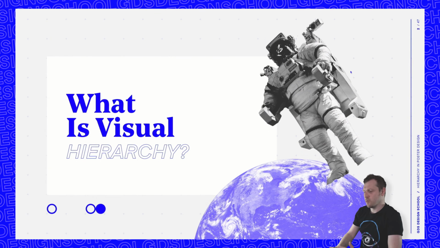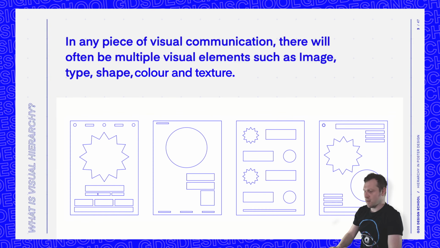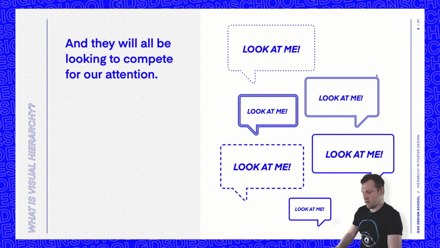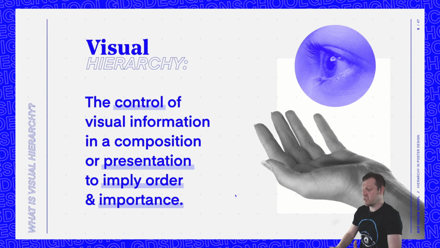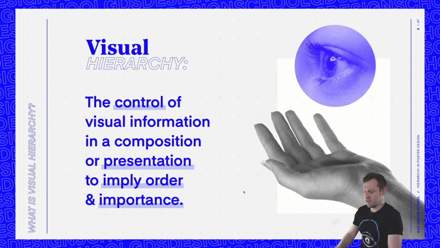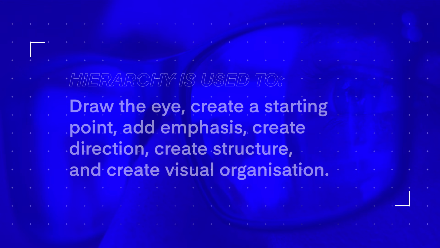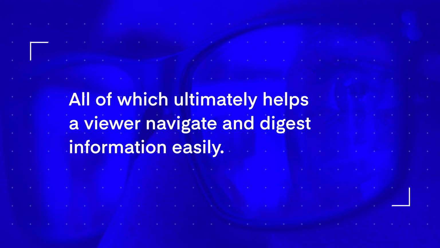So what is visual hierarchy? Well, in any piece of visual communication, there will often be multiple visual elements such as image, type, shape, and color, and they will all be looking to compete for our attention. Visual hierarchy is the control of visual information in a composition or presentation to imply order and importance. Hierarchy influences the order in which the human eye perceives what it sees. In design, we use hierarchy to draw the eye, create a starting point, add emphasis, create direction, create structure, and create visual organization, all of which ultimately help a viewer navigate and digest information easily.